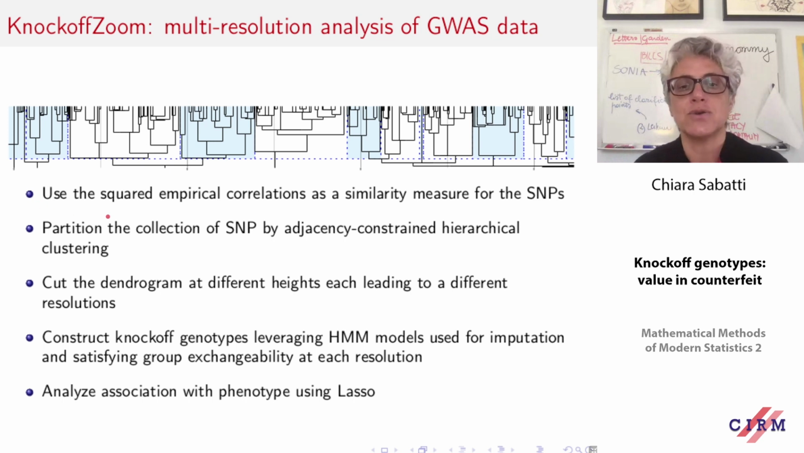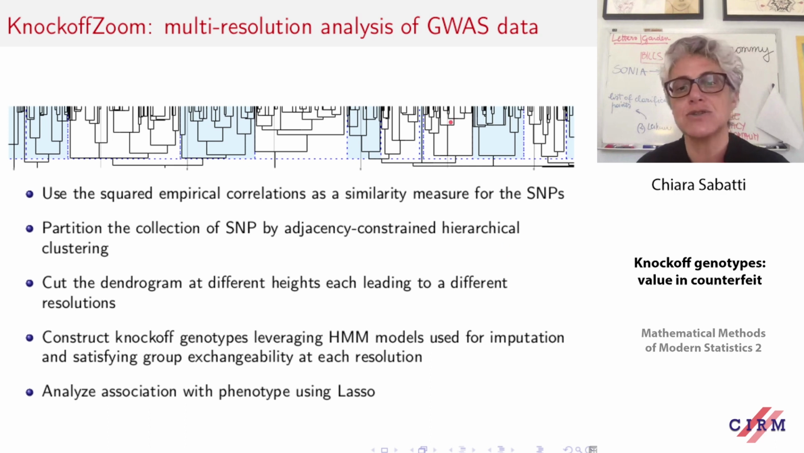So what we're going to do is use the squared empirical correlation as a similarity measure between the SNPs, and then partition the collection of SNPs by adjacency-constrained hierarchical clustering. So we do a hierarchical clustering, but for variables to be put in the same cluster, they actually have to be adjacent one to the other. And then we're going to cut the dendrogram at different heights, each leading to a different resolution of groups.